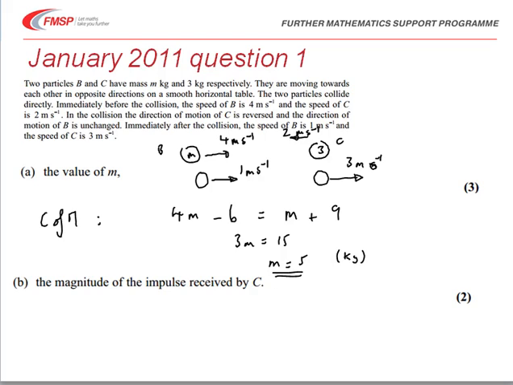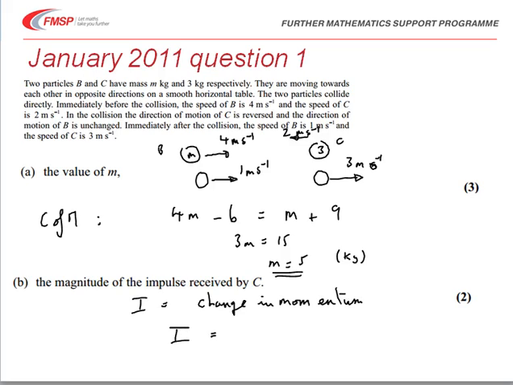In part B of the question, impulse is equal to change in momentum. Now we're asked to find the magnitude, so impulse is a vector, but it doesn't really matter which direction we do this in.